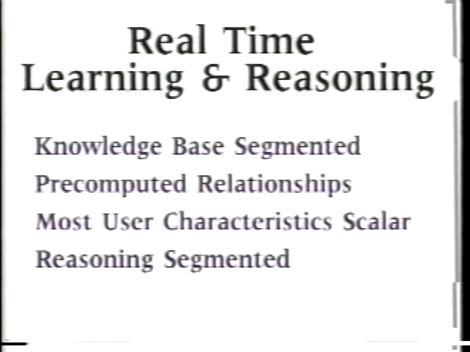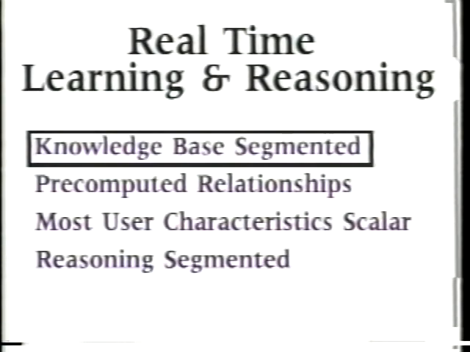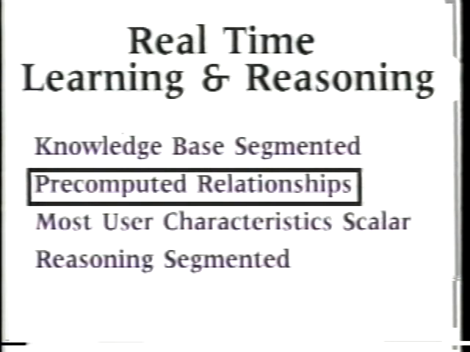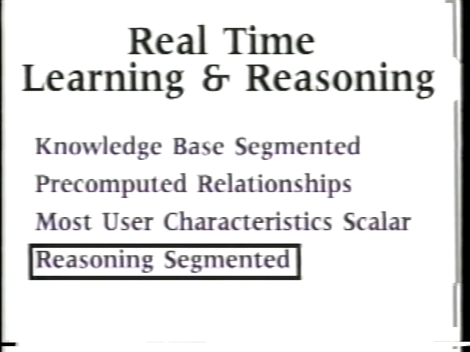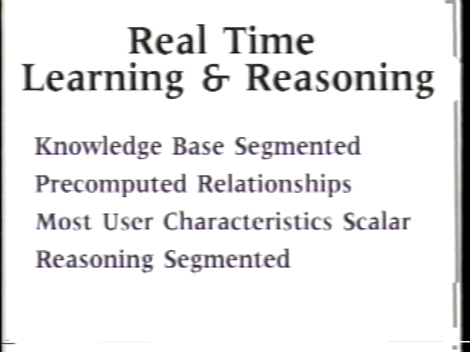4 interacting strategies allow Coach to learn and to reason in real time. The frame-based knowledge domain is segmented. The lattice of relationships between Coach knowledge is explicit. Scalars are used for most user model characteristics. Reasoning knowledge is segmented into small structured rule sets. These strategies allow the simple forward-chaining rule system to run quickly.